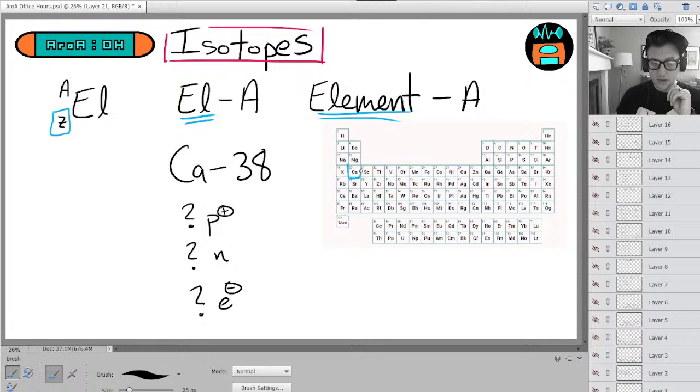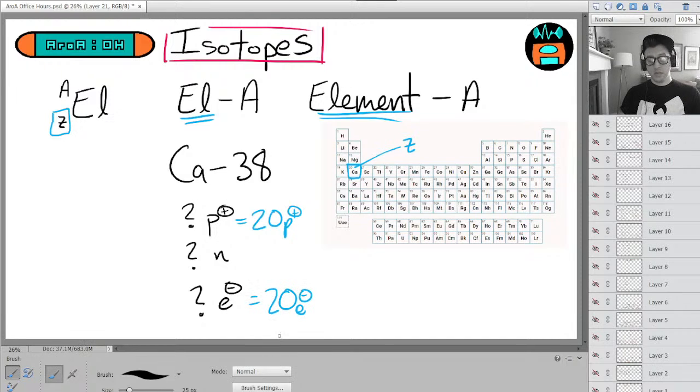You find it on the periodic table, and there you have the atomic number. Sorry, you've been given the mass number. There's the atomic number. So the number of protons for calcium-38 is 20. And because elements are net neutral, if we have 20 protons, we have 20 electrons.